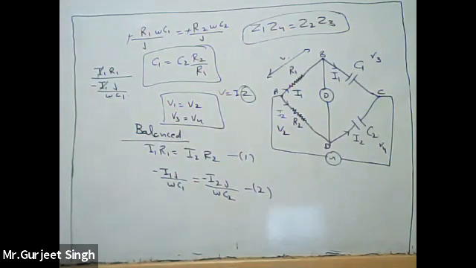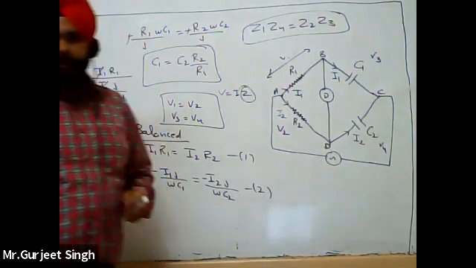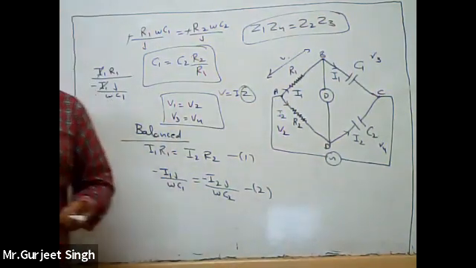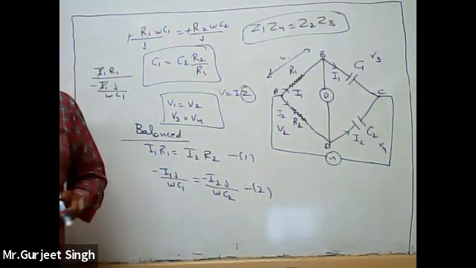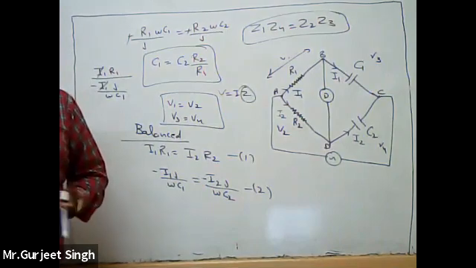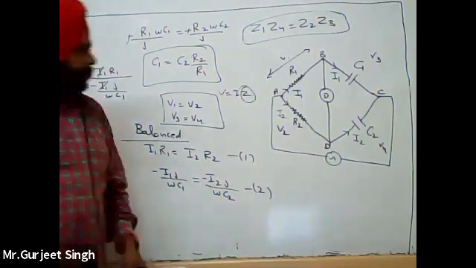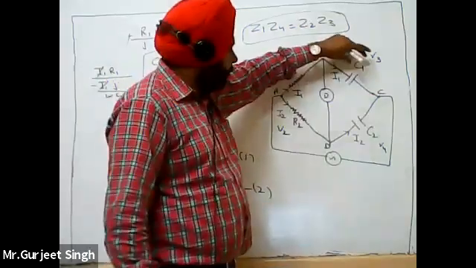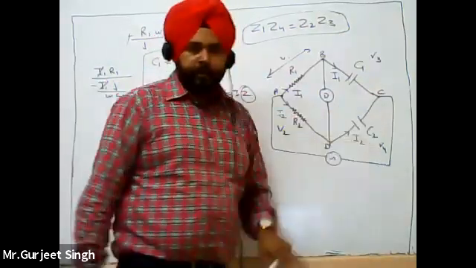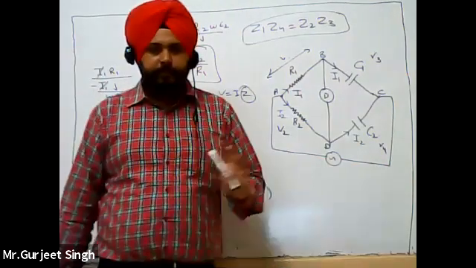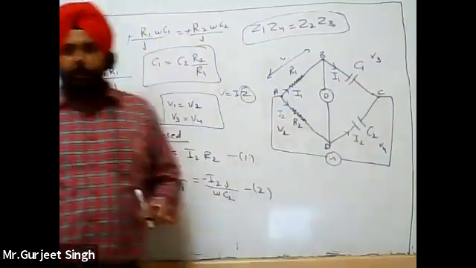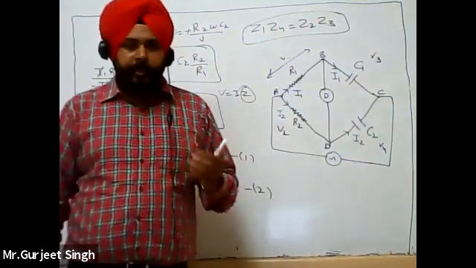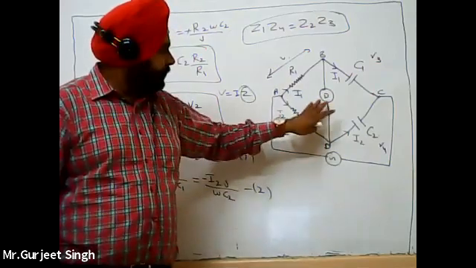But there is a drawback in this method. This Schering bridge has some drawbacks. What is that drawback? It is difficult, even impossible, to obtain a perfect balance. Here we are using two capacitors, C1 and C2. So there is a problem in balancing this bridge.